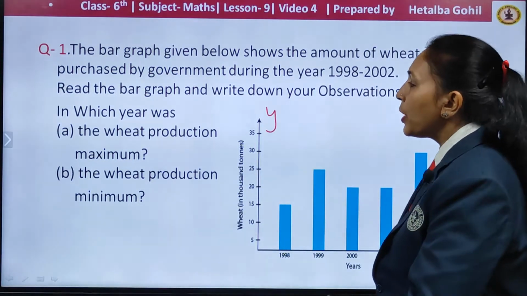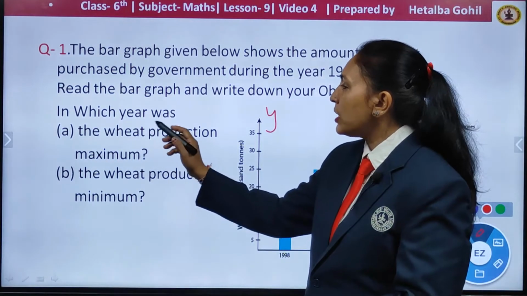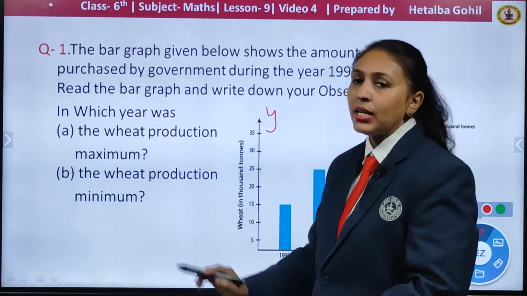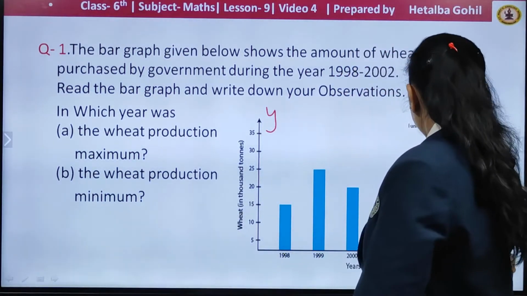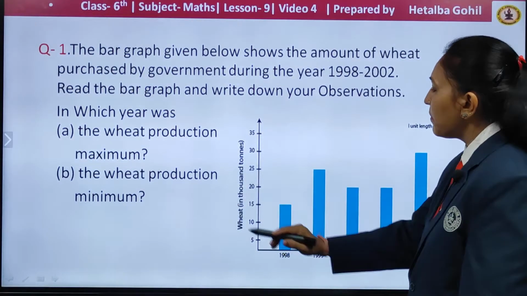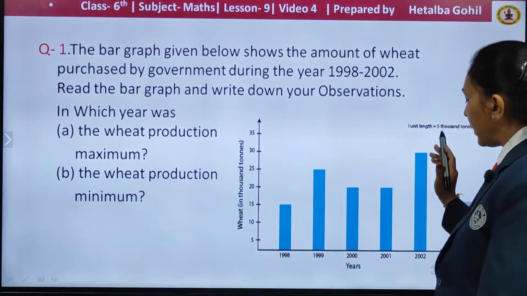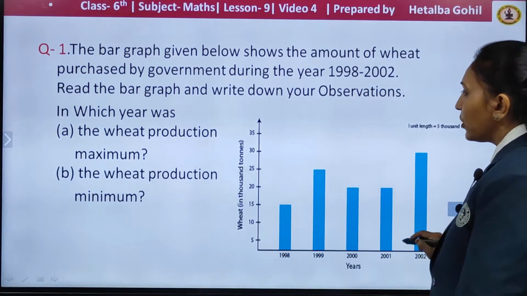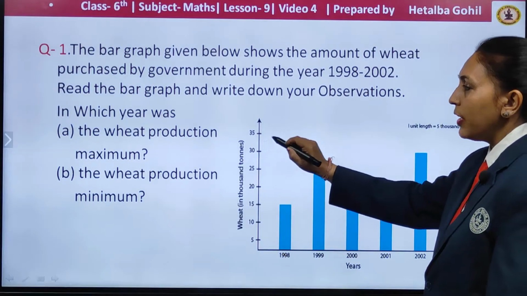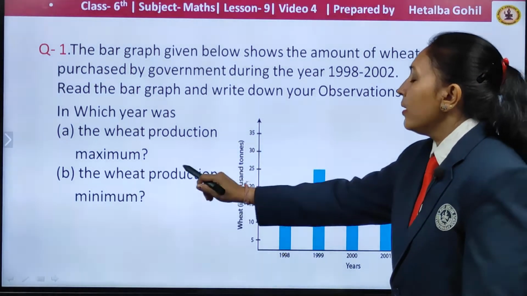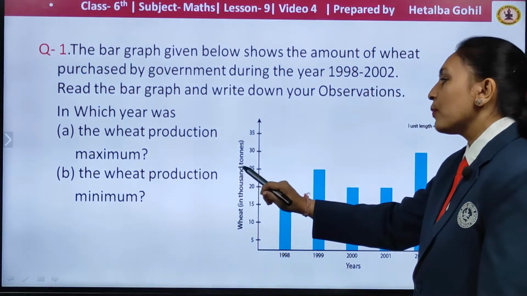Now the two questions to be answered here: in which year was the wheat production maximum and in which year was it minimum. So let us read this bar graph. Where is the maximum, children? Which is the highest bar over here? Here, the last one, right? So which year is it? 2002. So in 2002 the wheat production was maximum.